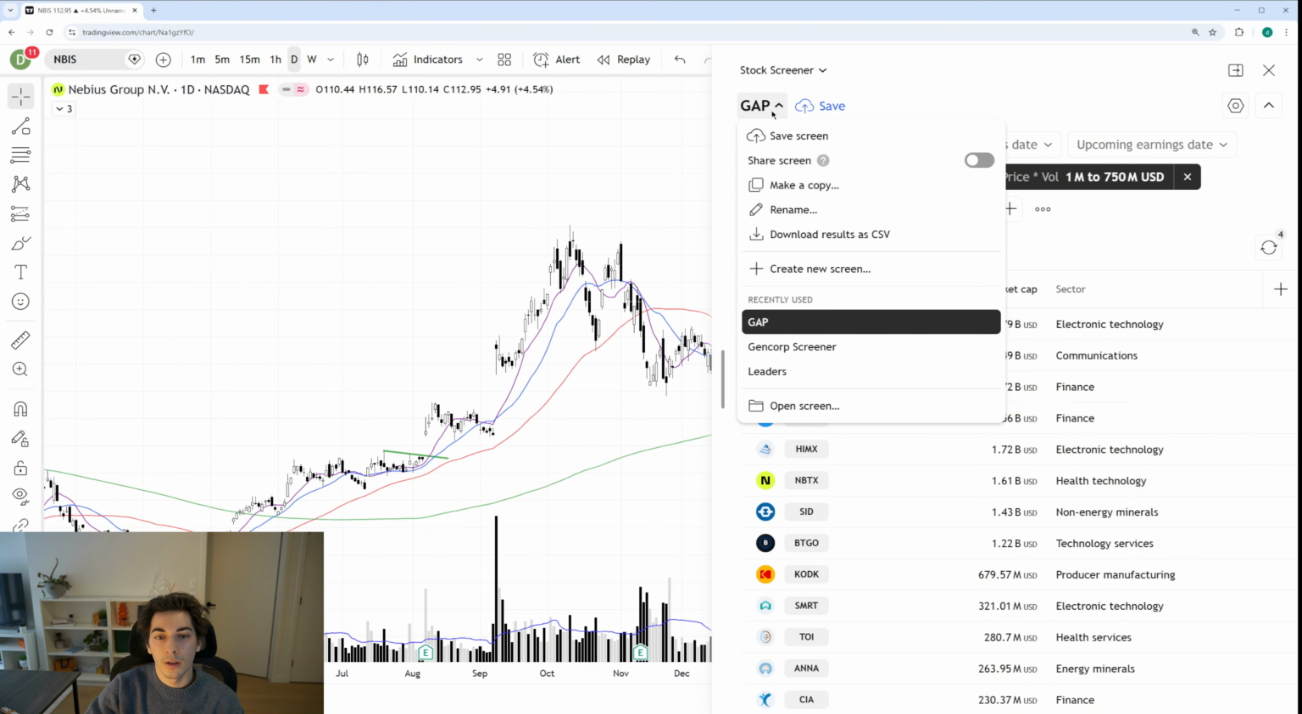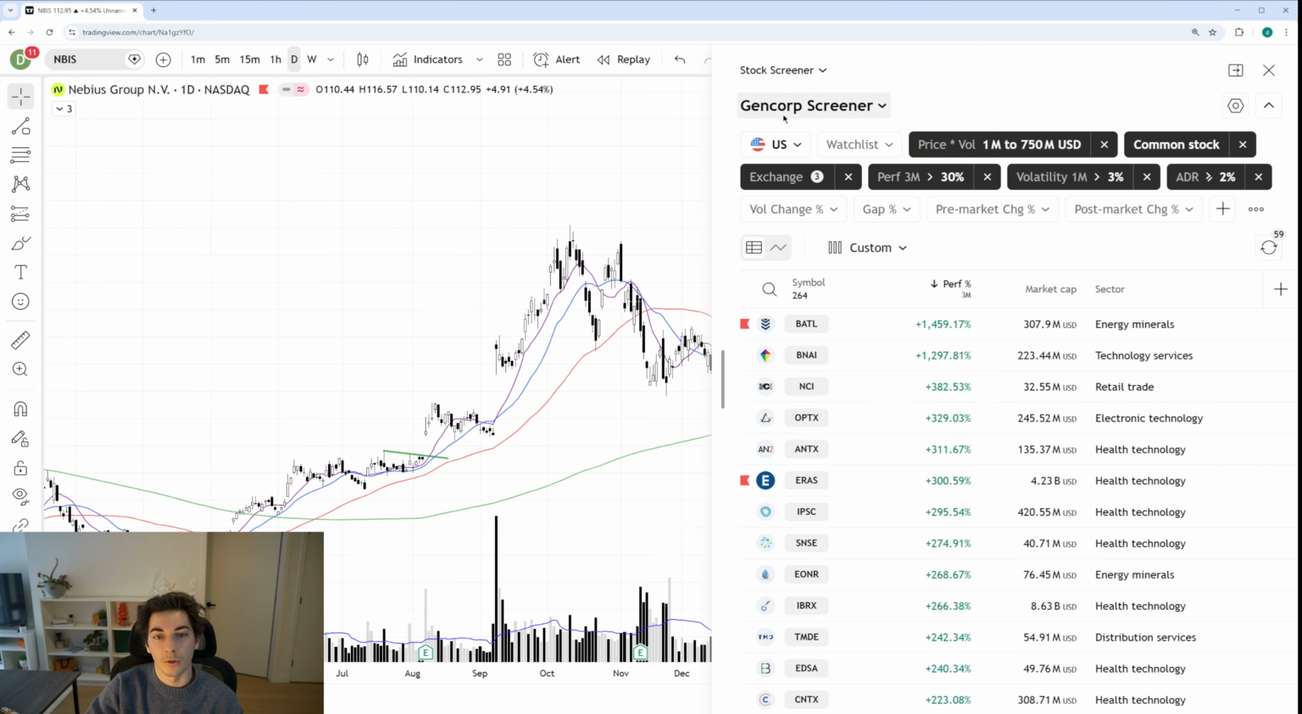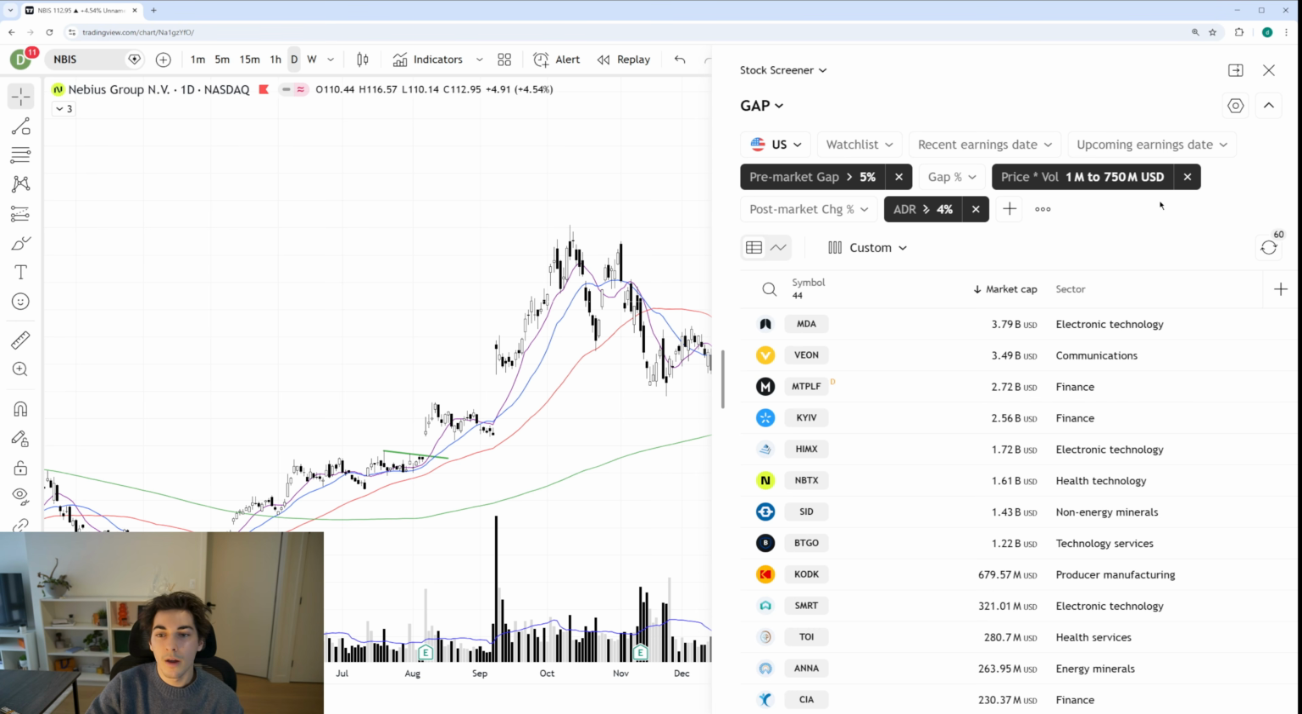Next one is just price times volume between $1 million and $750 million. It goes along with my larger screener right here, price times volume between $1 million and $750 million, and basically just to make sure that a stock is liquid enough for you to trade it. Last one is going to be ADR above 5%. So as a momentum swing trader, I'm looking for something that moves fast, and this will basically filter out stocks that on average move under 4% per day.